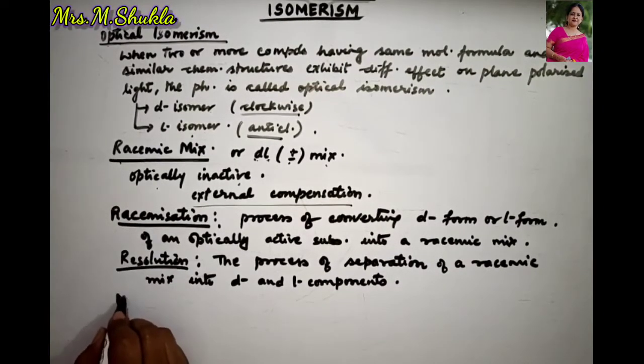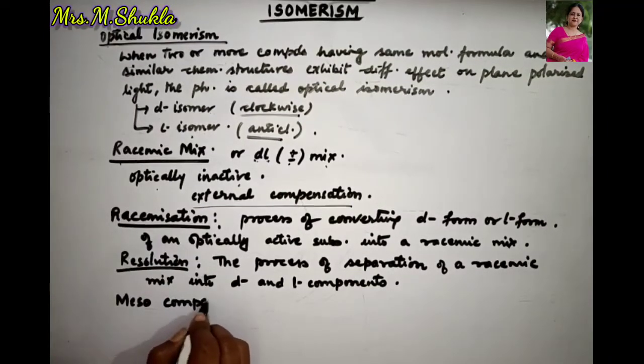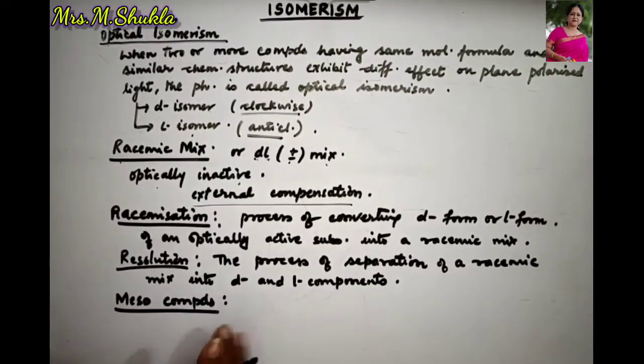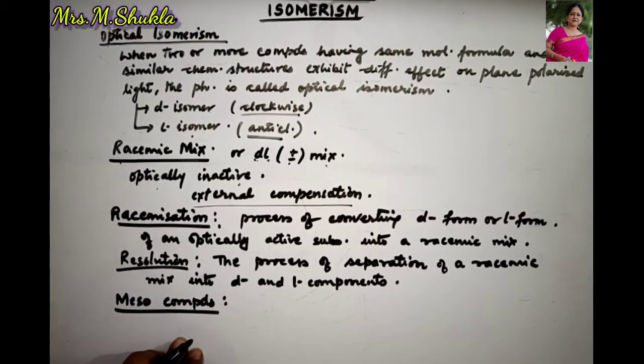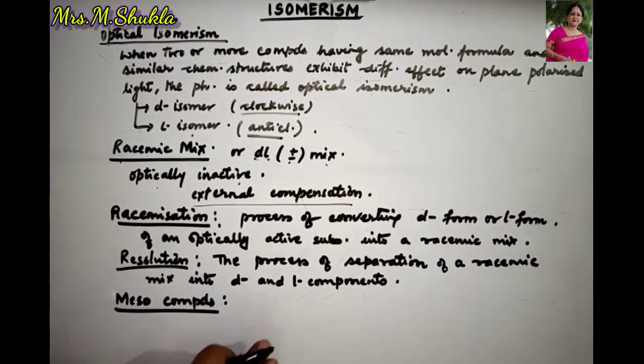Now we come across another kind of compound, which is called meso compounds. Now what are meso compounds? Those compounds which are optically inactive in spite of the presence of asymmetric carbon, as the molecule contains a plane of symmetry and thus lacks chirality, are termed meso compounds.